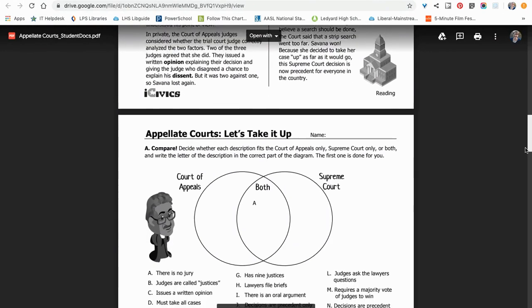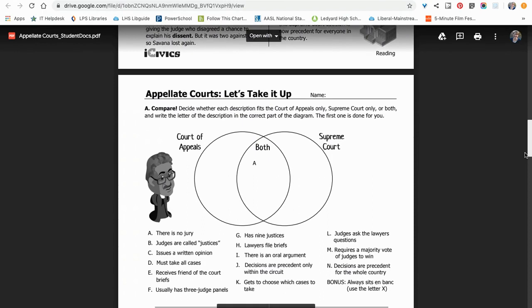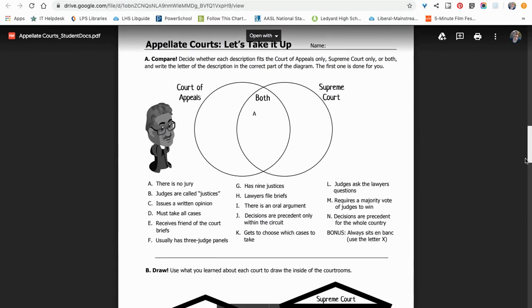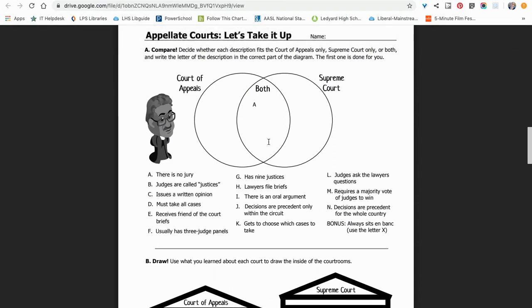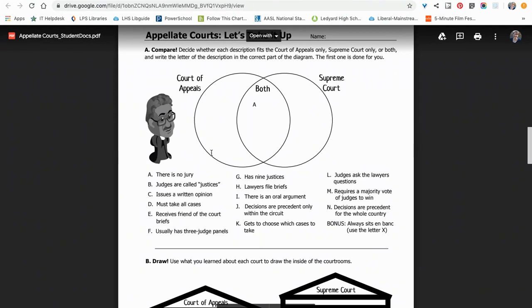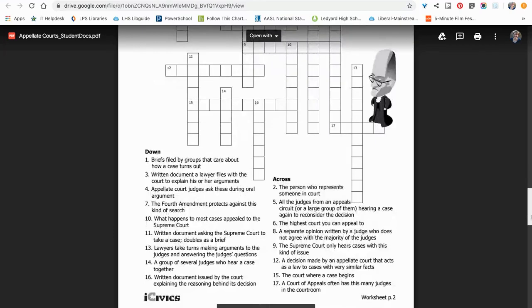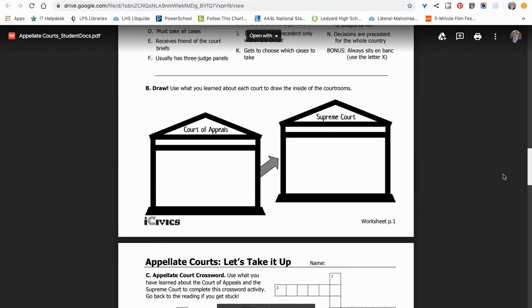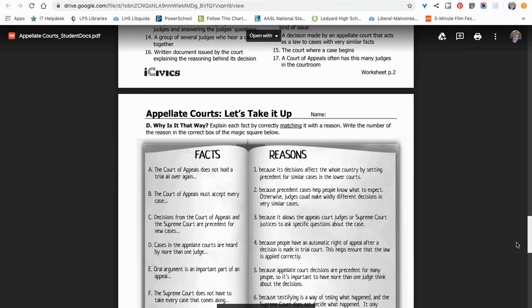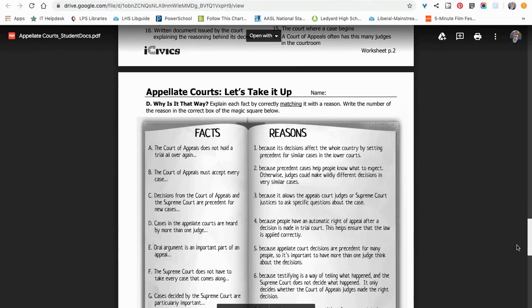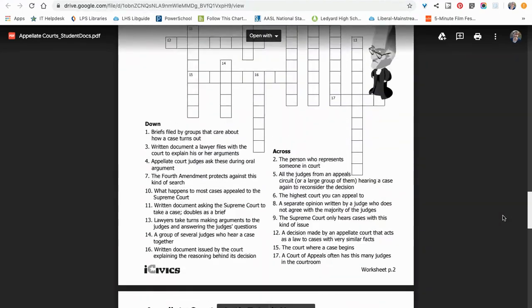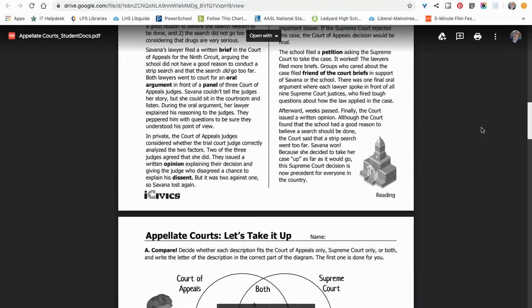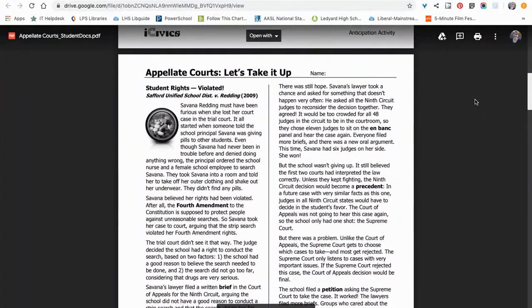All right. So there's some activities to do here if you want to take a look. Figuring out these items down below, and is it just related to the Court of Appeals, just to the Supreme Court, or both? There's a crossword puzzle. There are some facts and reasons here. Again, this is just to assess your understanding. It is not something that Mrs. Smith is asking you to do and hand in.